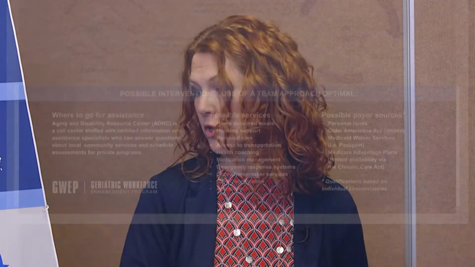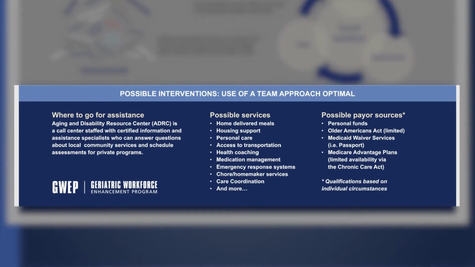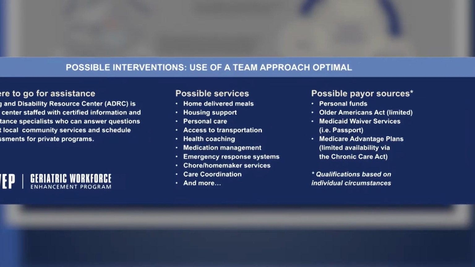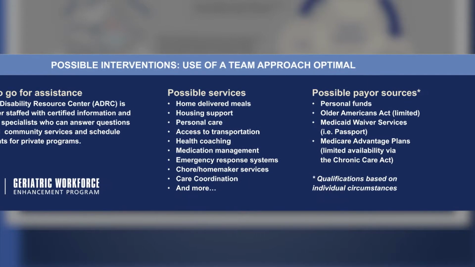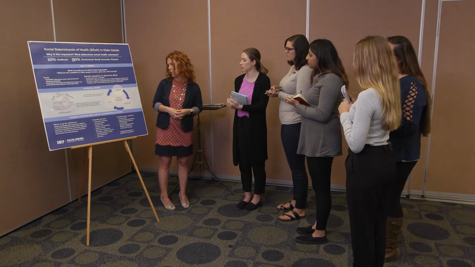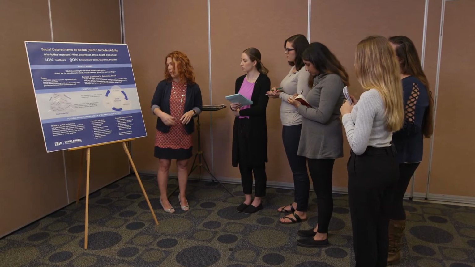Some other possible services we can look at, there are home-delivered meals. If they're having problems with nutrition, they don't cook anymore, they can't get out to go to the grocery store, we can look at home-delivered meal services, housing support. If they need any minor home mods to help them within their house, get in, out, and being safe within those homes. We can look at medications management and various things like that.